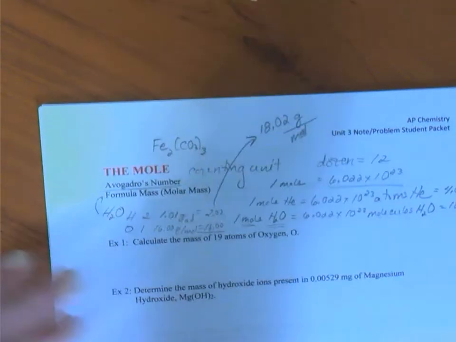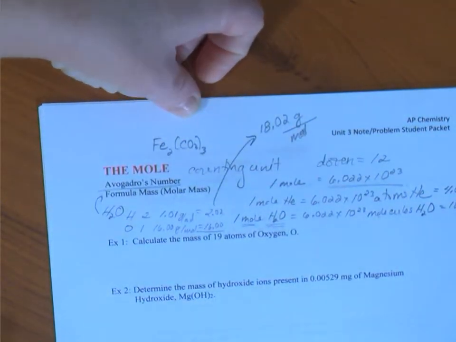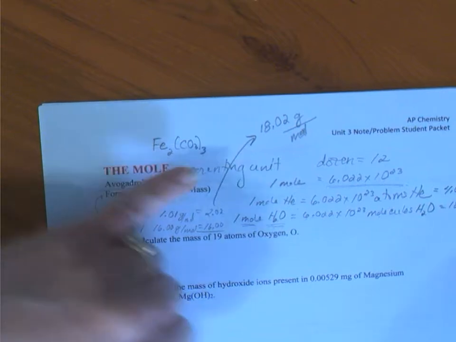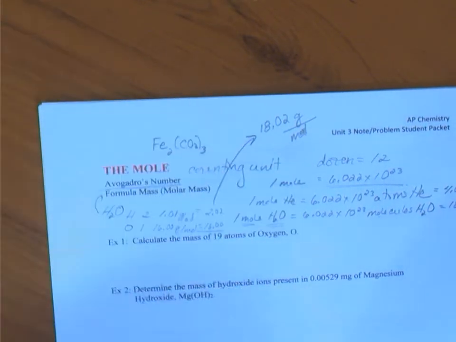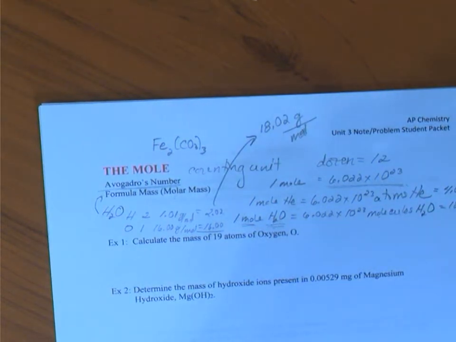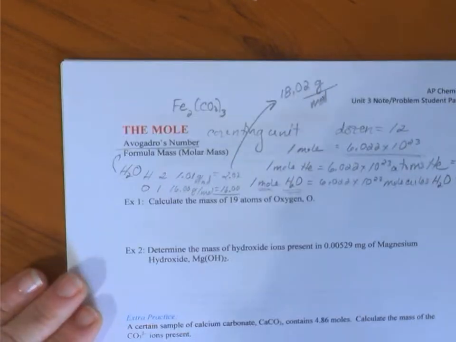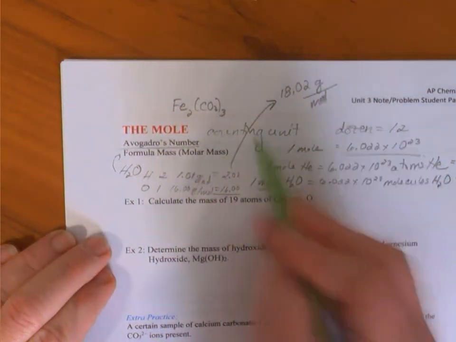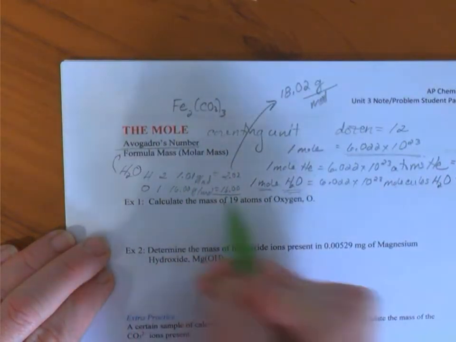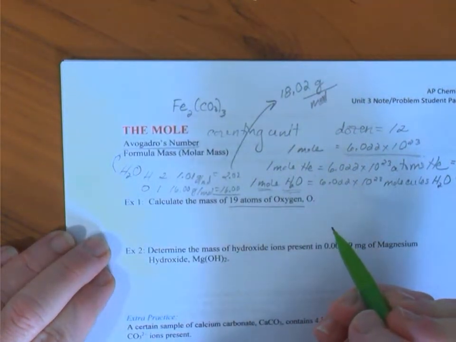And so we want to make sure that we're interpreting subscripts correctly. There's 2 iron, 3 carbon, and 9 oxygen whenever you are calculating formula mass. Okay, so let's just work through some of these problems. All right, applying this information: calculate the mass of 19 atoms of oxygen.